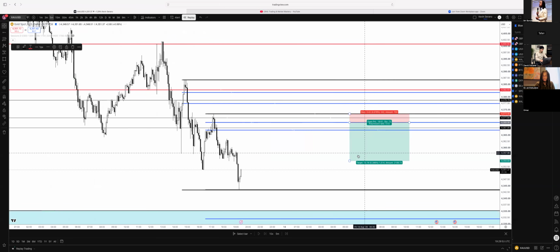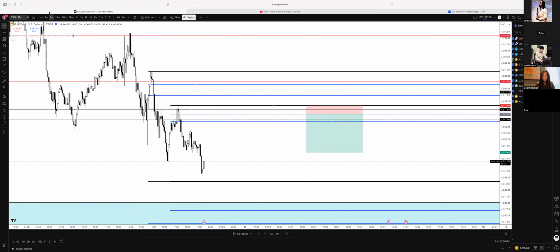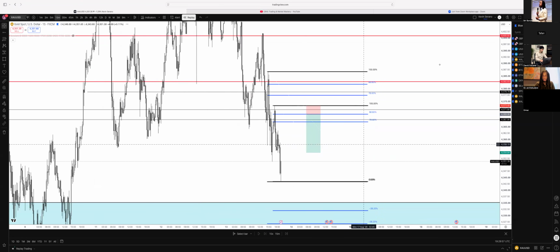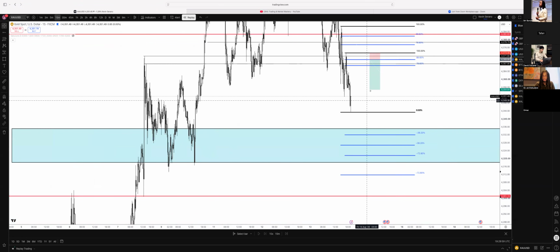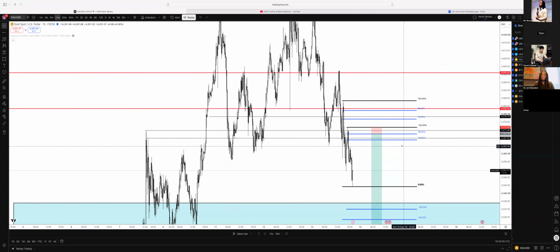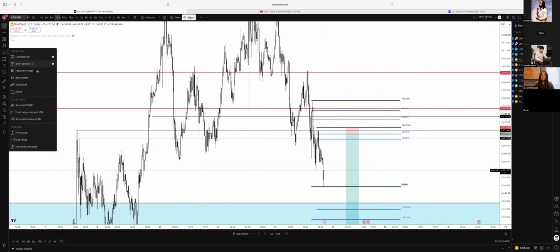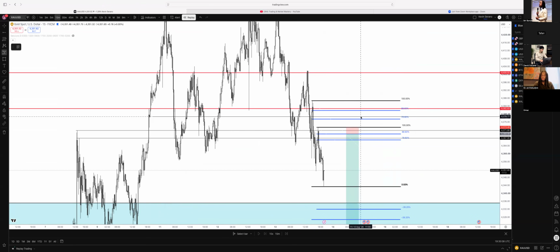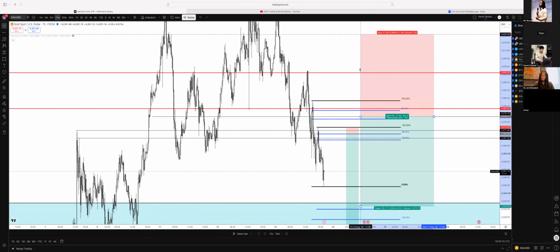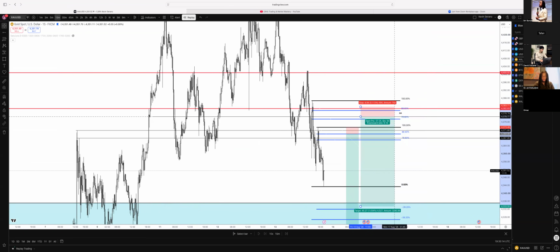All right, so there's two ideas we're going to look at here. The first is this one here, where we're going to try and drag this down to our red zone at least. And then we have a second area above where we're looking at, again, a potential sell. All right. So this is what we're going to look for.